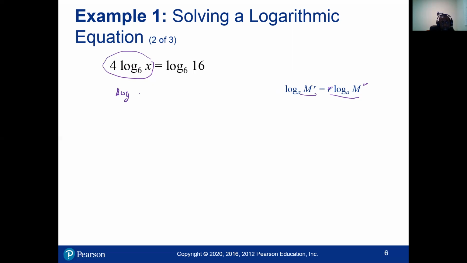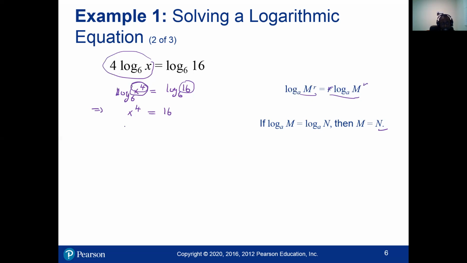So therefore it becomes log x to the 4 base 6, equal to log 16 base 6. And now we can say that x to the 4 is equal to 16. And what property is that? That is the property that we just talked about. The whole of this is my m, and this is my n.